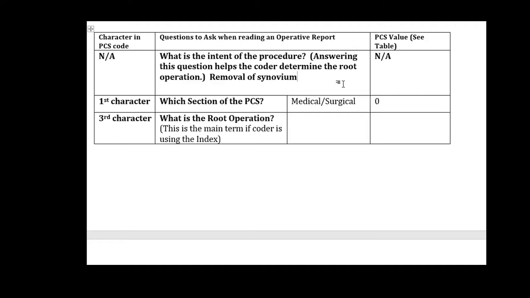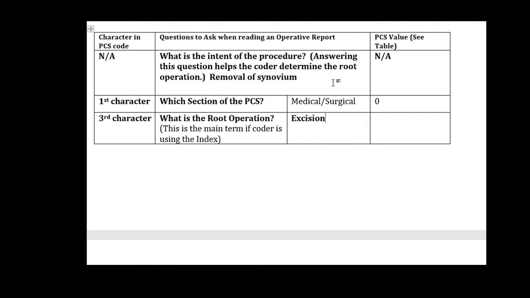And you may be thinking, okay, removal must be the root operation. It isn't. Removal is a root operation, but if you read the full definition, removal is a root operation for devices. We're not talking about devices here. We're talking about body parts. So if you're removing a part of a body part, what is your root operation? It's excision. If you were removing the entire body part, it would be resection. But since we're only removing part of a body part, it's excision.